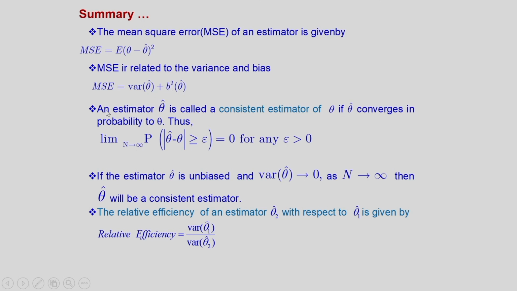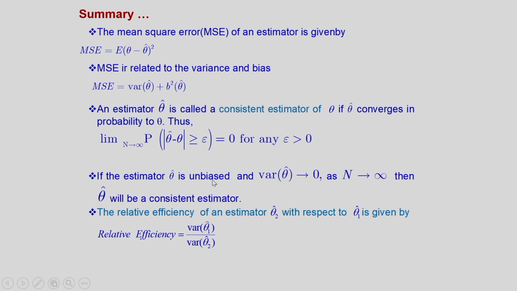Then we defined consistent estimator. An estimator theta hat is called a consistent estimator of theta if theta hat converges in probability to theta. Thus, the limit as n tends to infinity of the probability that the deviation |theta hat minus theta| is greater than or equal to epsilon is equal to 0 for any epsilon greater than 0. If the probability of this deviation goes down to 0 as n tends to infinity, then the estimator will be consistent.